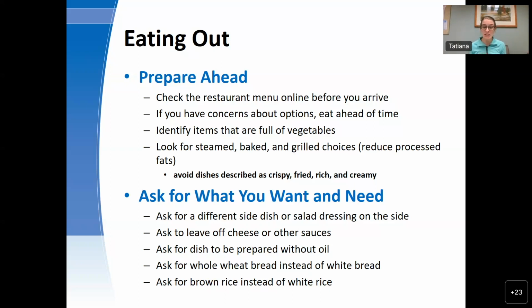Be mindful that cheeses and sauces are generally going to have those added fats, potentially added sugars. We want to ask for those on the side or not at all. You want to ask for things to be prepared without butter or oil, so specify how it's being cooked. We want to be choosing our whole grains, whole grain bread, whole grains versus your white breads or your white rices, and brown rice instead of white, or even better if they have wild rice or black rice. Those are going to have even higher fiber contents than brown rice.